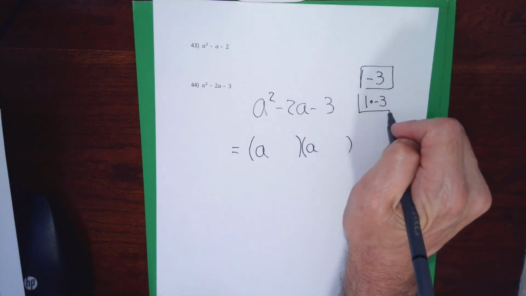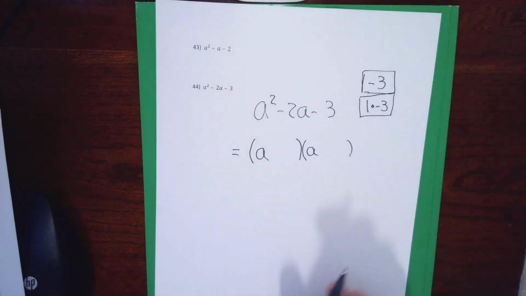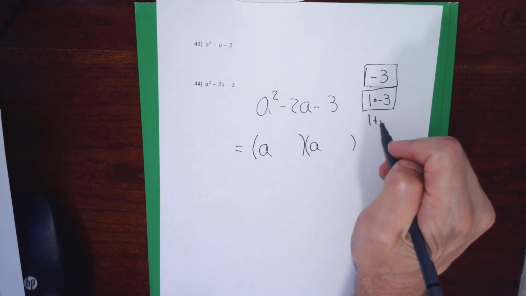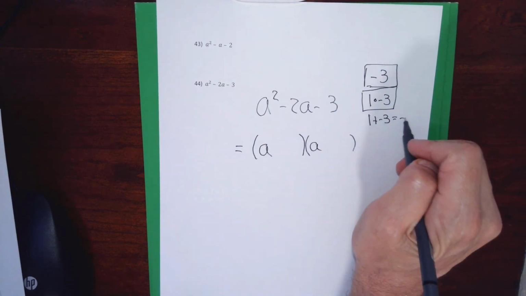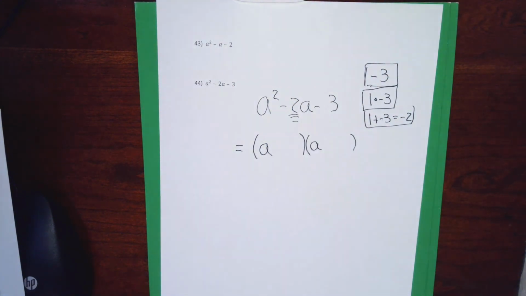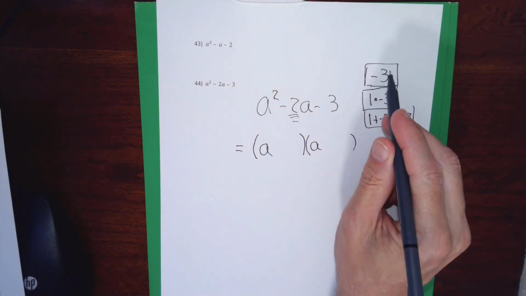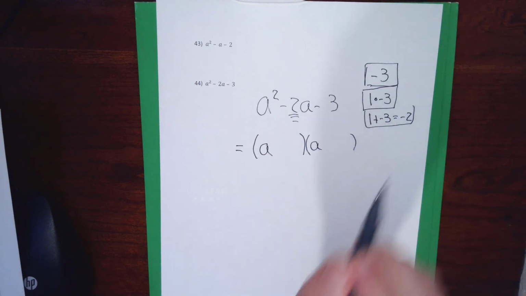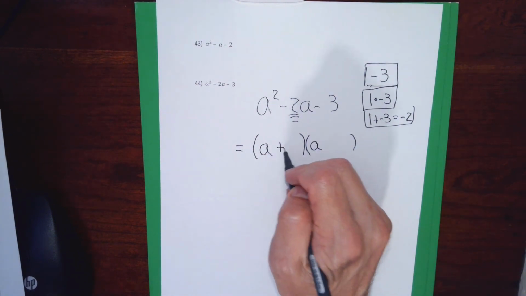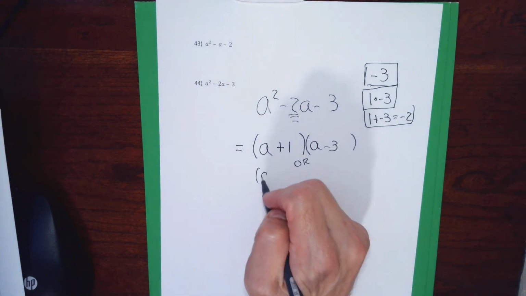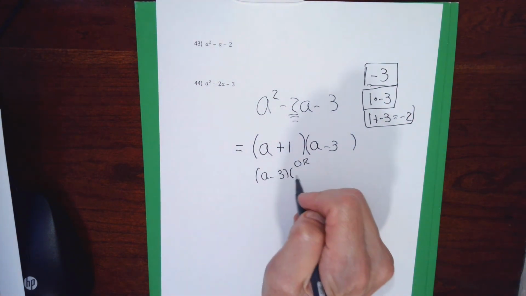The only numbers I know that multiply to negative 3, small number plus, big number minus, are 1 and negative 3. I'm going to add those. 1 plus negative 3 is negative 2. That means that's a good pair because that's what I was trying to get. I'm trying to get the pair that multiplies to what it needs to multiply to with the correct signs and adds to the middle number. So I'm going to get a plus 1 and a negative 3. Of course, I could do a negative 3 and a plus 1.